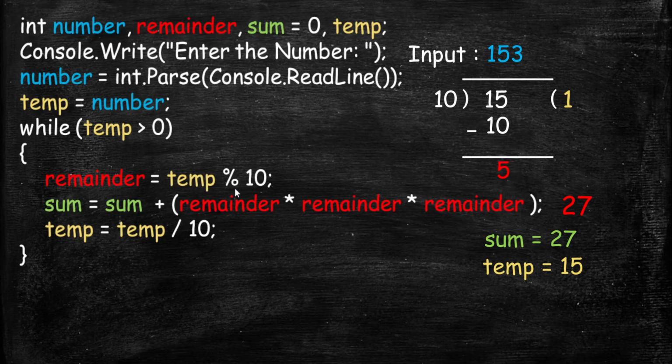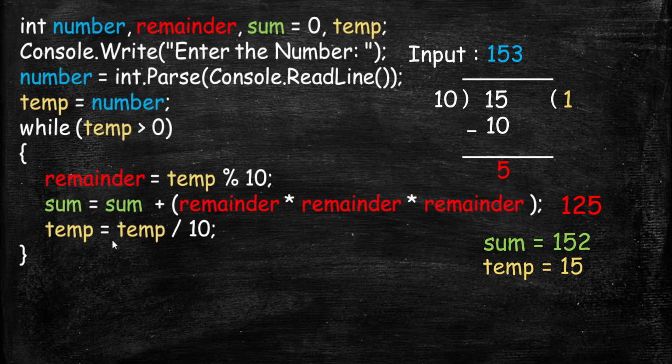So you can see now, first this line of code took 3 from the number which the user has entered. Now it has taken 5. So our remainder will be 5. Then we will cube that remainder 5 times, which will give us 125. So 125 plus our sum was 27, so 125 plus 27 gives us 152. So our sum will become 152.